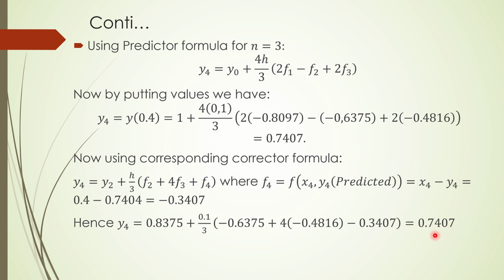If this value was different from here, then you would repeat the corrector formula only. You don't need to repeat the predictor formula. You'll be simply replacing again this f4 by finding this x4 minus y4, but now this y4 will not be the predicted one, it will be the last corrected one. And if these two corrected values are repeating, you will stop the process, otherwise you will apply the predictor formula again. So you see in this case they are basically repeated, 0.7407, 0.7407, it means we can stop these iterations.